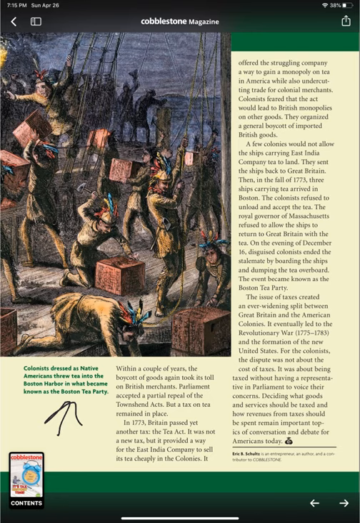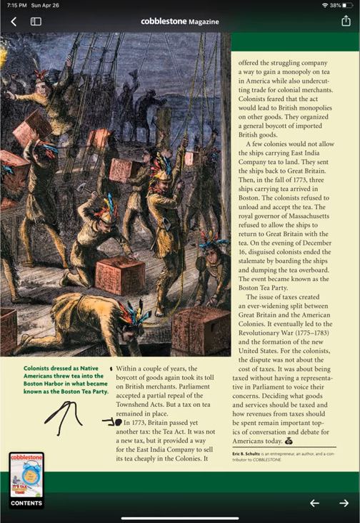Colonists dressed as Native Americans threw tea into the Boston Harbor in what became known as the Boston Tea Party. This is one of my favorite events that led to the Revolutionary War. So I'm right here, I'm starting to read right here. Within a couple of years, the boycott of goods again took its toll on British merchants. Parliament accepted a partial repeal of the Townshend Acts, but a tax on tea remained in place. Remember, English people, British people, colonists, loved their tea. Coffee was not as popular then.